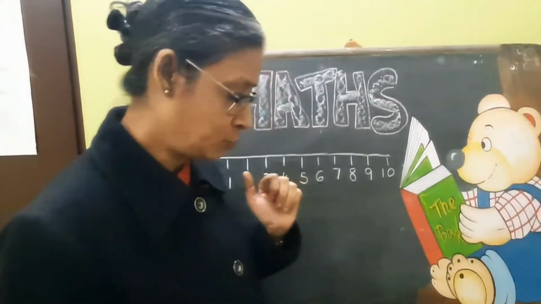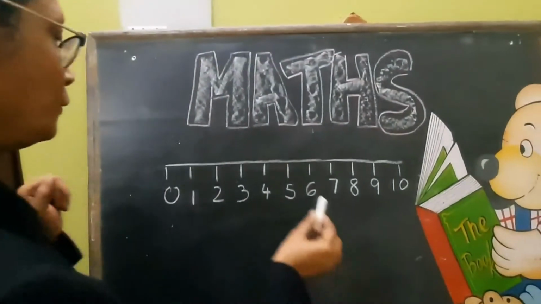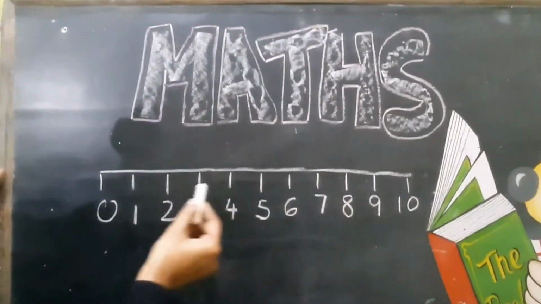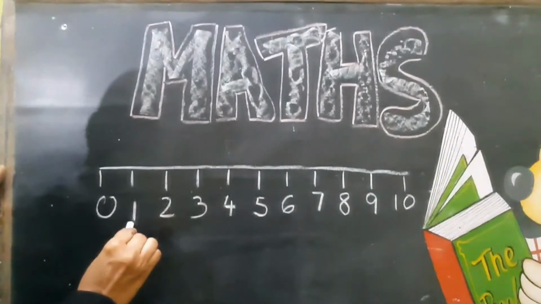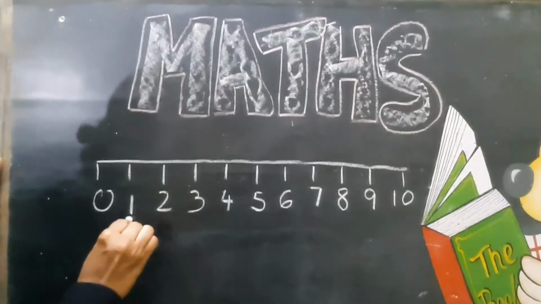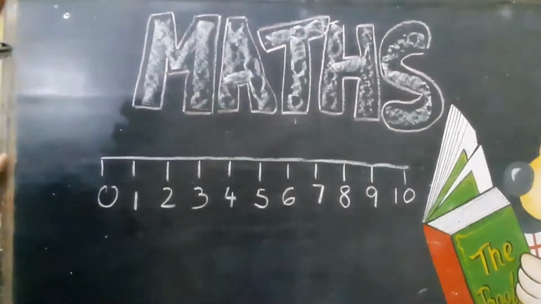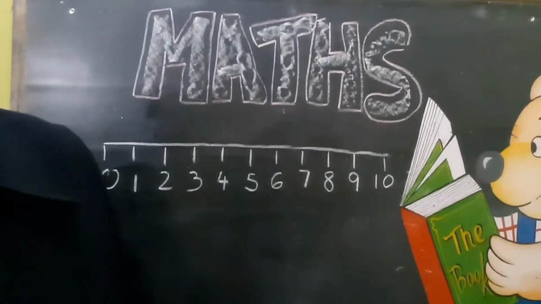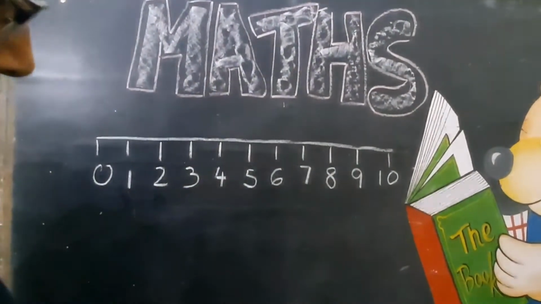Generally, when we do forward counting, we speak in this way: 1, 2, 3, 4, 5, 6. We always speak from smaller number to greater number. Now, how do we prove that this is a smaller number and this is a greater number?